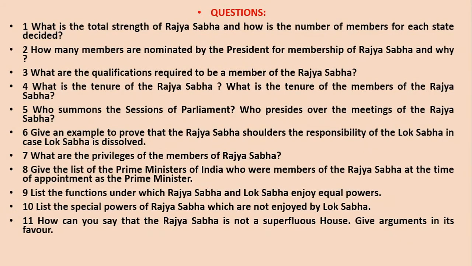The first part is: what is the tenure of Rajya Sabha? So normally what happens, students write 6 years. No, beta. The tenure of Rajya Sabha is not 6 years. Rajya Sabha is a permanent house. And the second part is: what is the tenure of the members of Rajya Sabha? Here you will write it is 6 years. Then you will write a little detail that one third of members retire after every 2 years. So this way this process goes on.